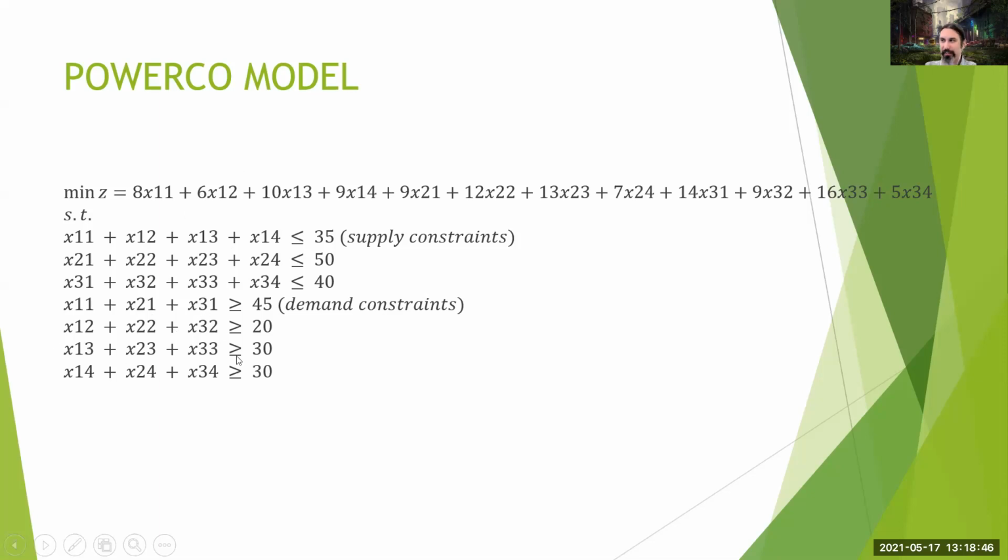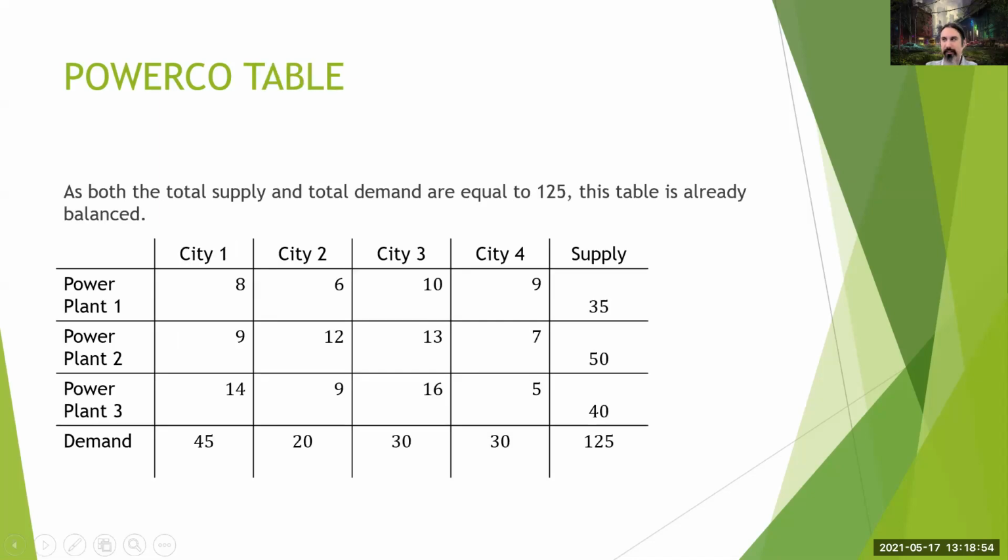Now, this is the normal linear model, but we want to model this as a transportation table, which can be shown like this. As you can see, we have 3 supply points, power plant 1, 2, and 3, and they have supplies of 35, 50, and 40. And 4 demand points, City 1, 2, 3, 4, and they have demands of 45, 20, 30, and 30.